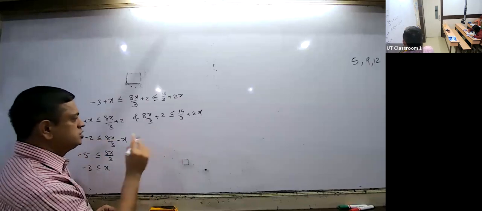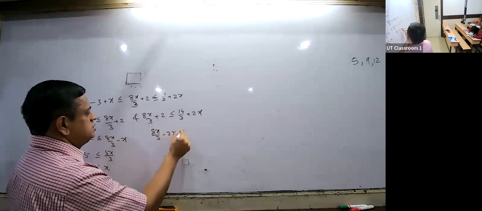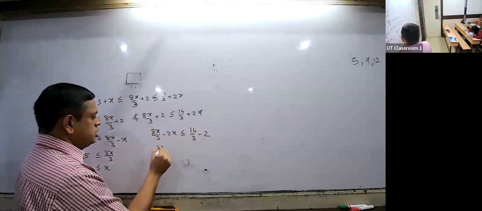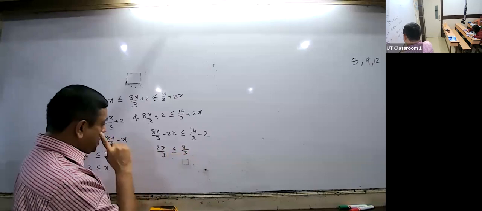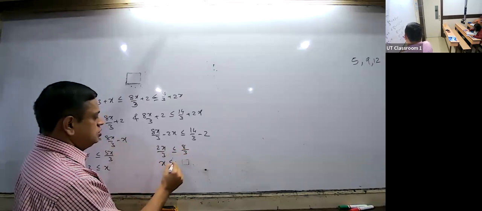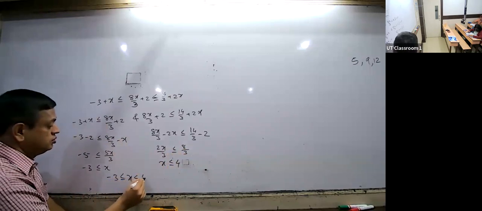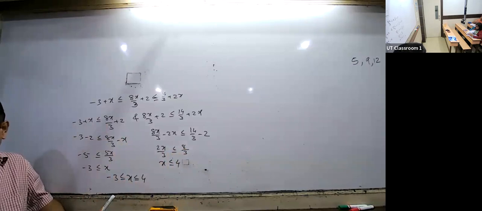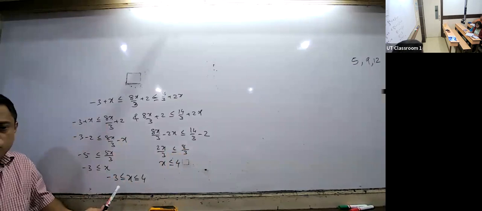The next one is coming as 8x by 3 minus 2x less than or equal to 14 by 3 minus 2. That is 8 minus 6, 2x by 3 less than or equal to 14 minus 6, 8 by 3. That is x less than or equal to 4. Therefore, you got minus 3 less than or equal to x less than or equal to 4. Yes or no? Yes, sir. And the solution replacement set is there. Belongs to integers. Integers means minus 3 to 4: minus 3, minus 2, minus 1, 0, 1, 2, 3, 4.